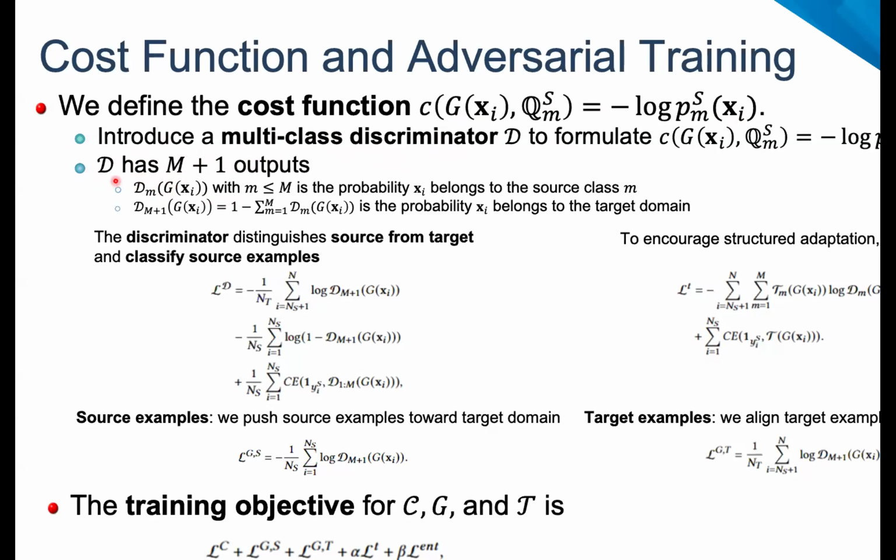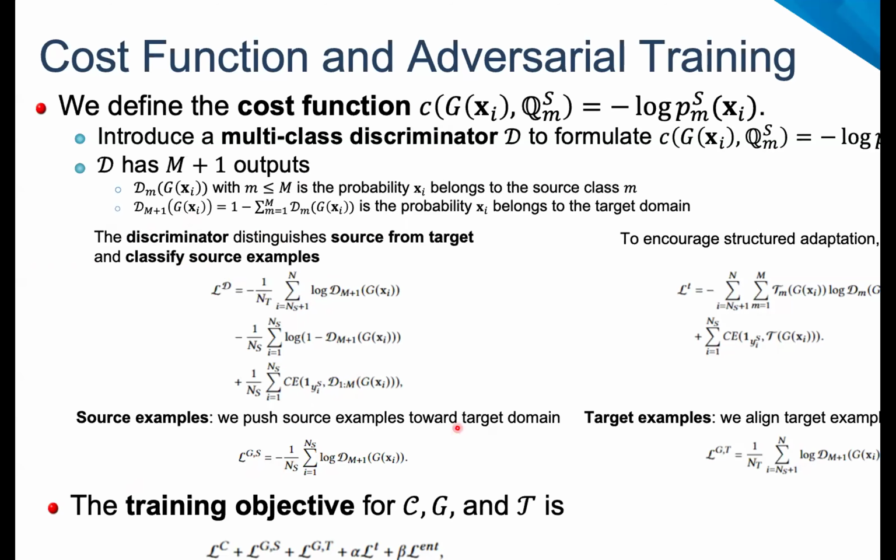So the discriminator has outputs. The first one denotes the probability that x_i belongs to the target domain. We train the discriminator to distinguish source and target domain, similar to GAN. And we also train the discriminator to predict the correct label for source examples.